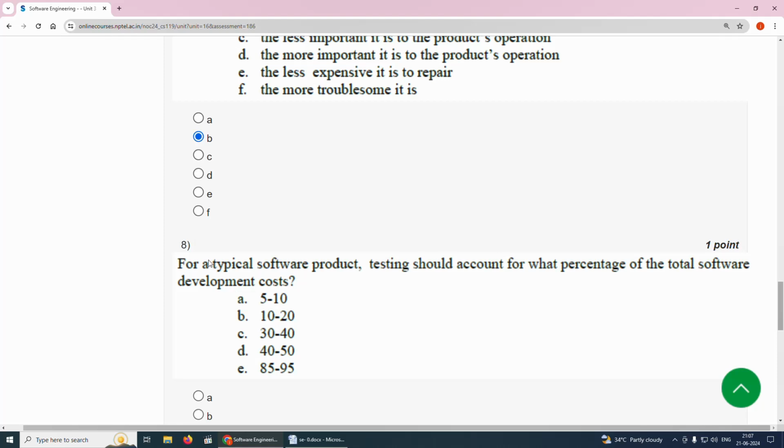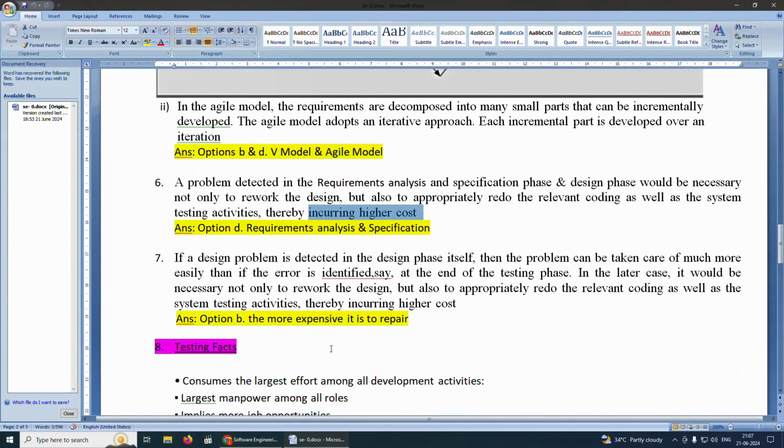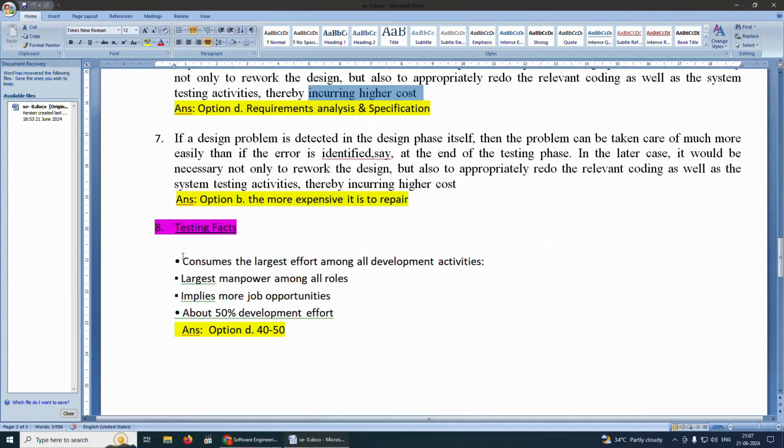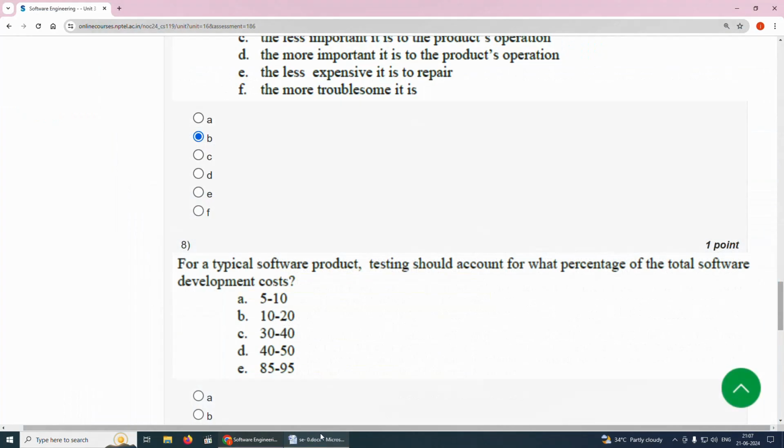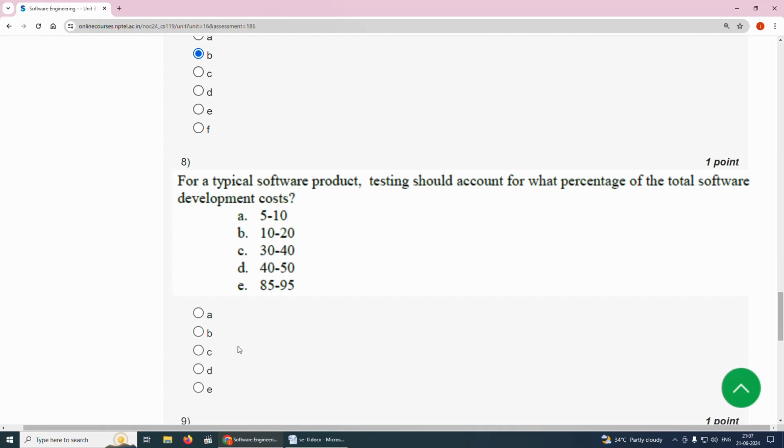Eighth question, for a typical software product, testing should account for what percentage of the total software development costs? Testing consumes the largest effort among all the development activities, and the largest manpower among all roles, which implies more job opportunities, about 50% of development effort. So the answer is option D, 40 to 50%.